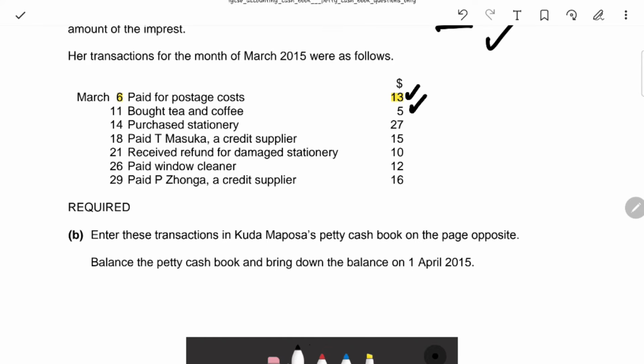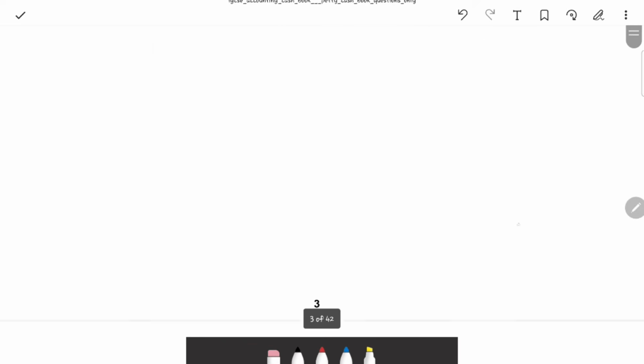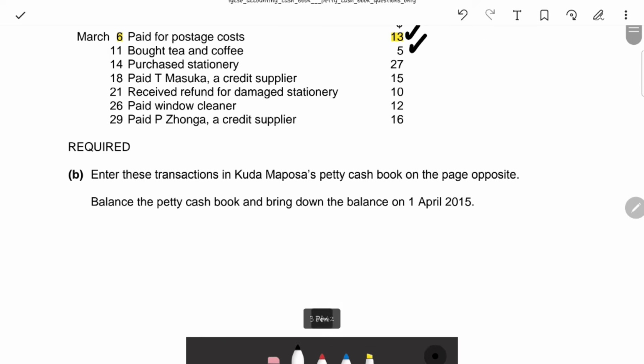The next one is saying we purchased stationery, so that's easy, $27. So March 14th, we are buying stationery, so the total paid was $27, and I put this in the stationery account. So we've done that.